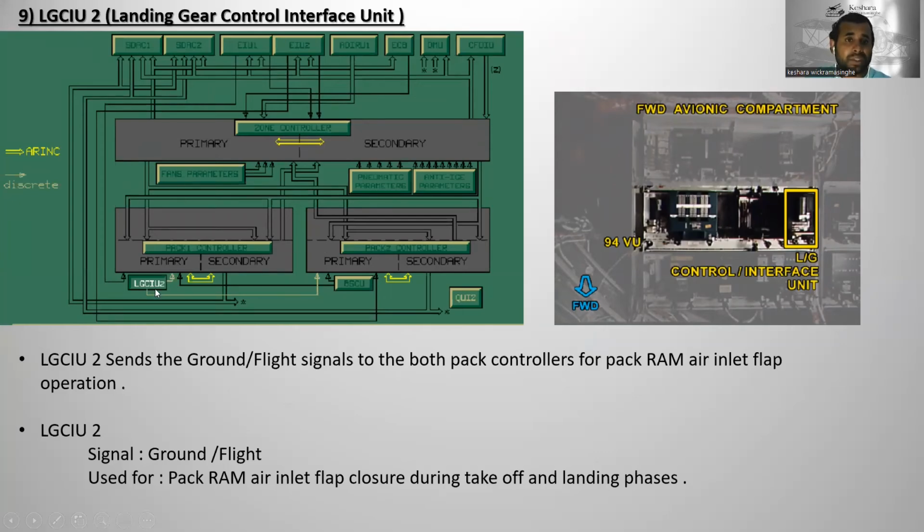Next one is landing gear control interface unit number 2. Landing gear control interface unit number 2 sends the ground flight signal to both pack controllers for pack ram air inlet flap operation. The signals are ground and flight signals, used for pack ram air inlet flap closure during takeoff and landing phases. You can see this is the 94 VU rack and this is the landing gear control interface unit, situated in the forward avionic compartment.